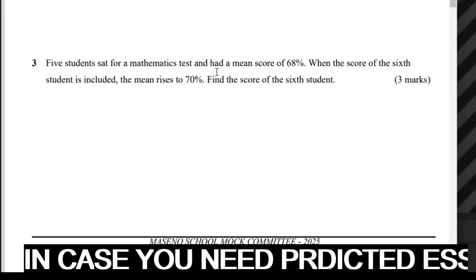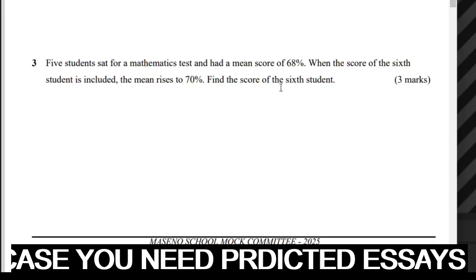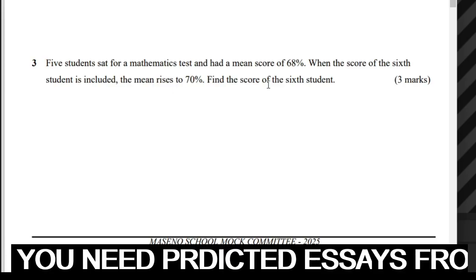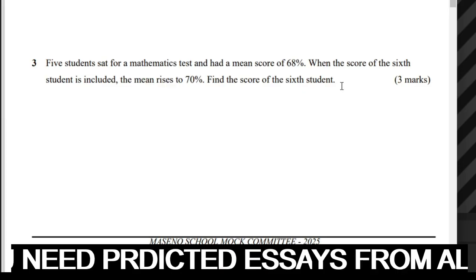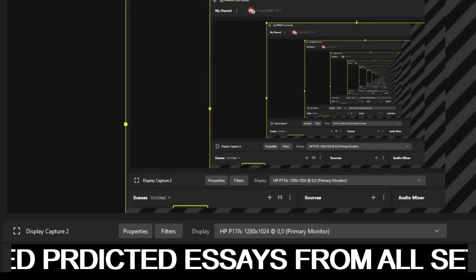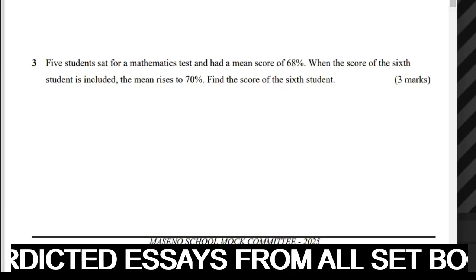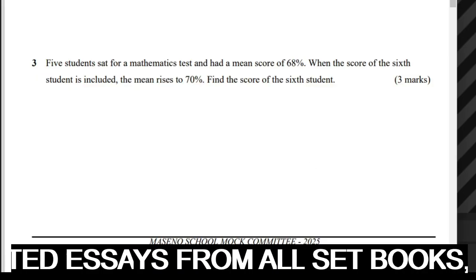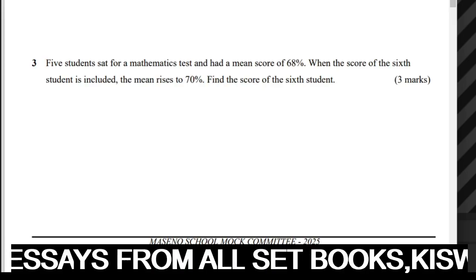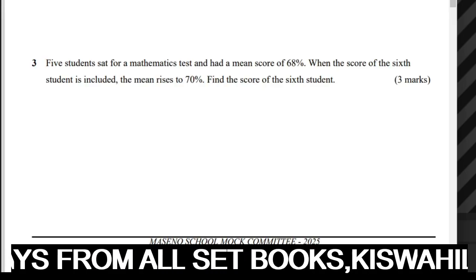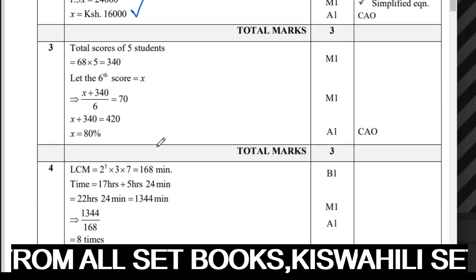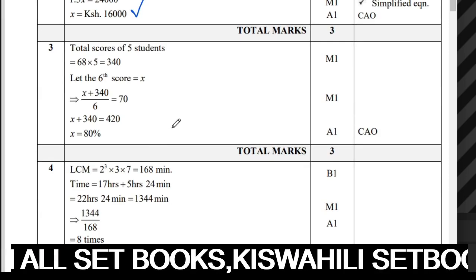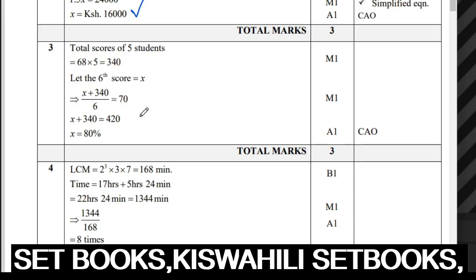5 students and for mathematics this score. The 60 students here, find the score of the 60. That is the average we learned. Yes, you can see there.